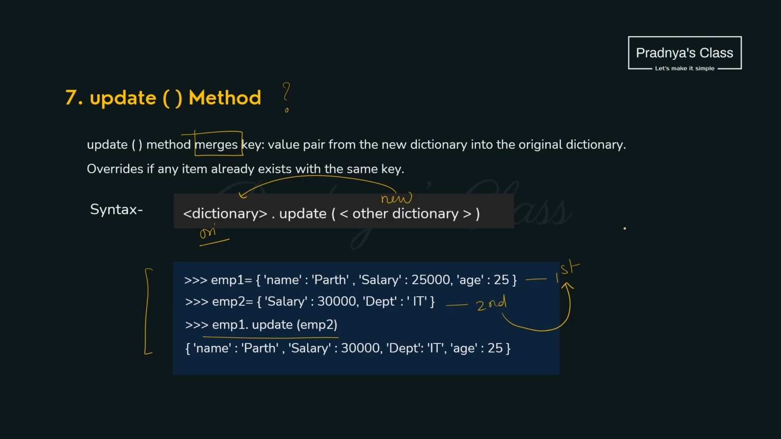We know that in case of dictionary, key cannot be duplicated. But in case we have duplicate keys in both the dictionaries, then the value of the second dictionary will get updated on the value of the first dictionary for that duplicate key.